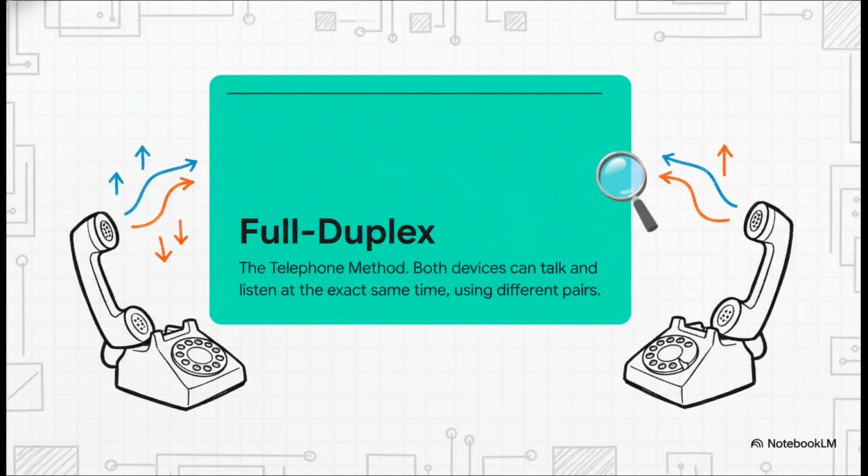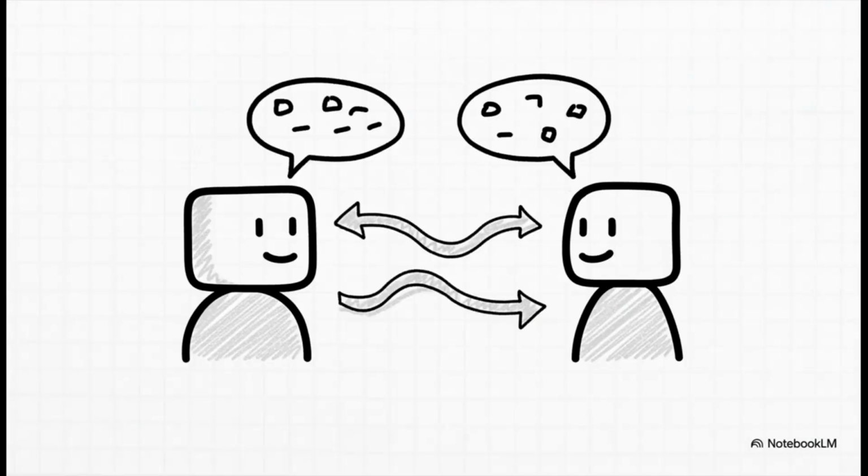So the solution is Full-Duplex. This is the telephone method. With Full-Duplex, both devices can send and receive data at the exact same time, no problem at all. How does it do it? Well, it uses different pairs of those twisted wires we talked about earlier, one pair for sending and another pair for receiving. And we all know this from just living our lives, right? You're on a phone call, you get all excited, and you interrupt your friend mid-sentence. They still hear you, you still hear them. The conversation just flows. There are no collisions. That's the power of Full-Duplex.